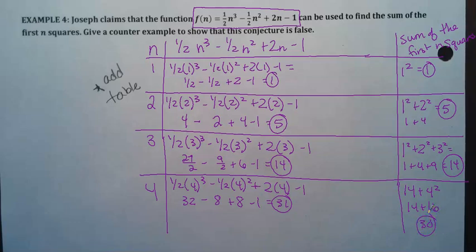Hey, we just found our counterexample right here. This is it. That is no longer true. We took it far enough that we can disprove this conjecture, or we can say this conjecture is false, because we have a counterexample, right? This is our counterexample. It's proving the conjecture false.